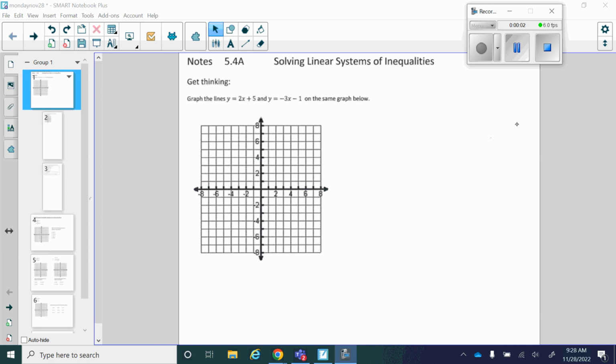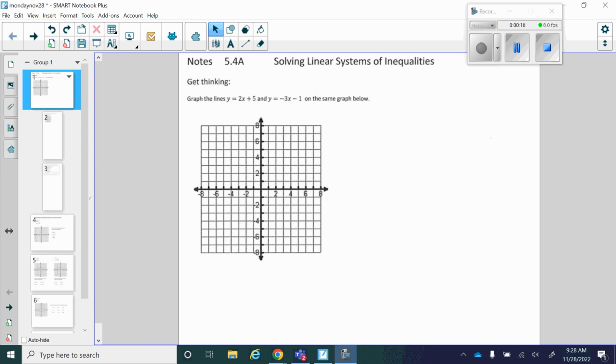All right, class. Today, the lesson is on solving linear inequalities, systems of inequalities. And the key to this lesson is knowing how to sketch the graph. So here we have an example. Let's talk about it really quick.